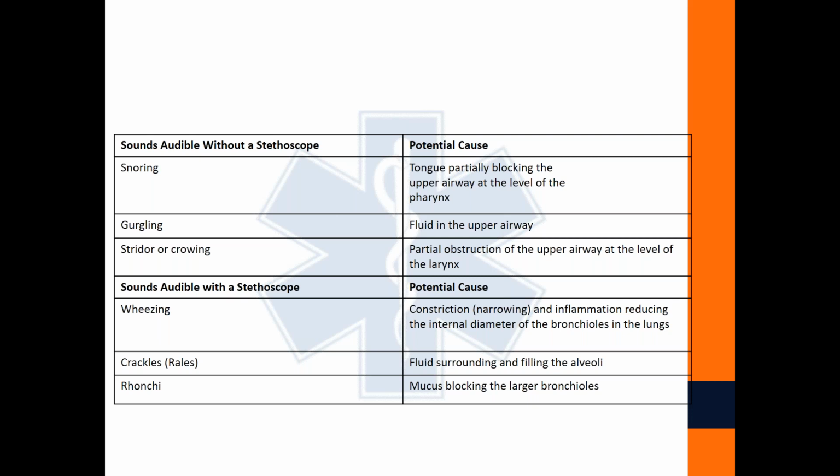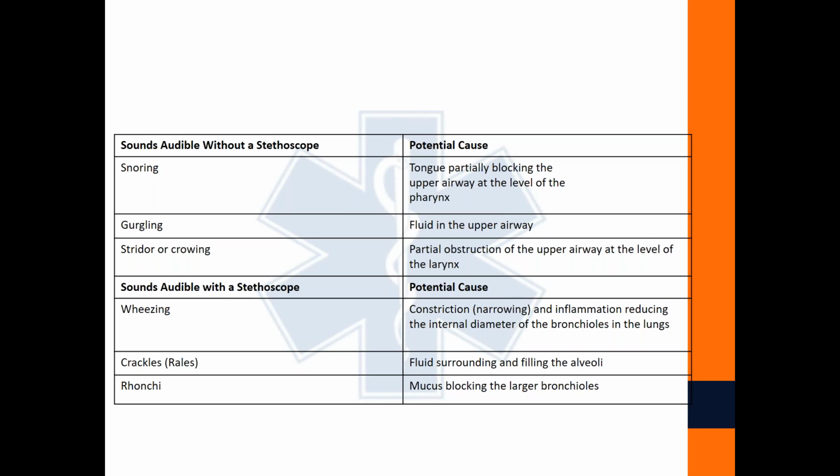Then we have stridor and crowing. It's going to be a partial upper airway obstruction. Crowing is normally heard on expiration. Stridor most of the time is heard on inspiration. It means there's some sort of partial obstruction in the upper levels of the airway. Wheezing is going to be constriction or narrowing of the bronchioles. We're going to have a reduced internal diameter that's going to make it difficult for your patient to get gas out, and we're going to hear that wheezing sound.